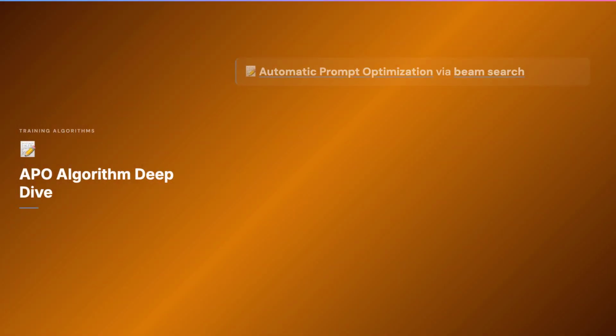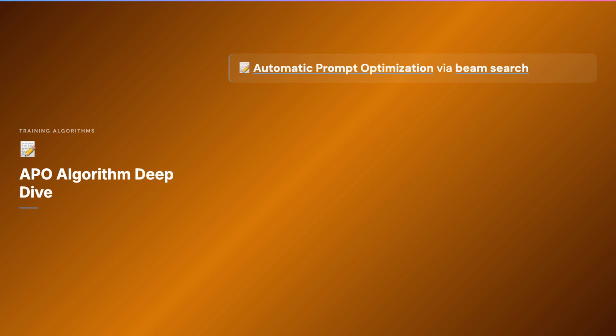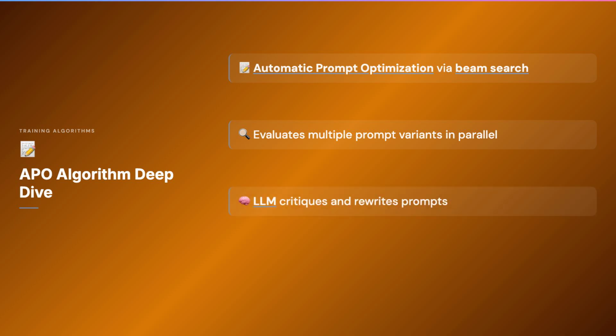Let us dive deeper into automatic prompt optimization. APO uses beam search to explore the prompt space efficiently. Multiple prompt variants are evaluated in parallel against your dataset. An LLM serves as a critic, analyzing failures and rewriting prompts to address them. The best performing prompts are kept and refined further. No GPU is required since APO works entirely through API calls to language models.